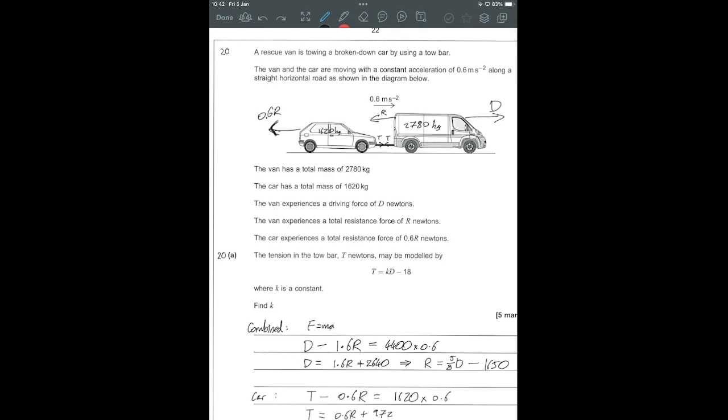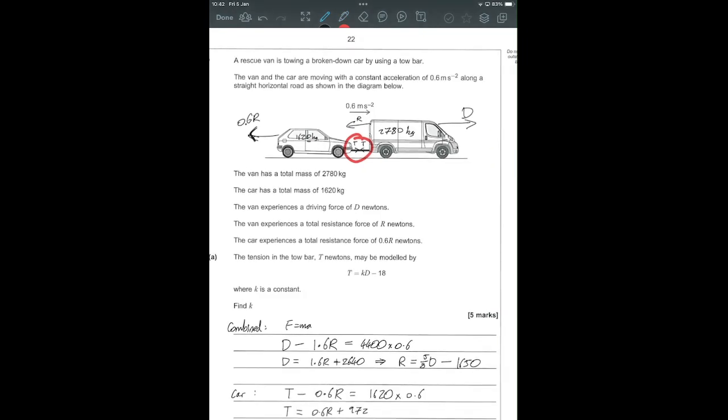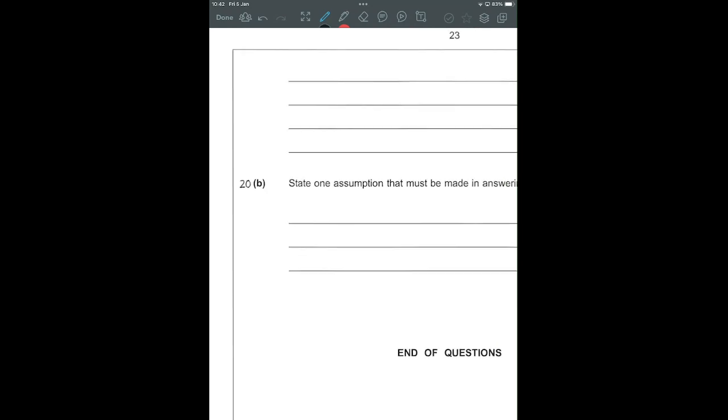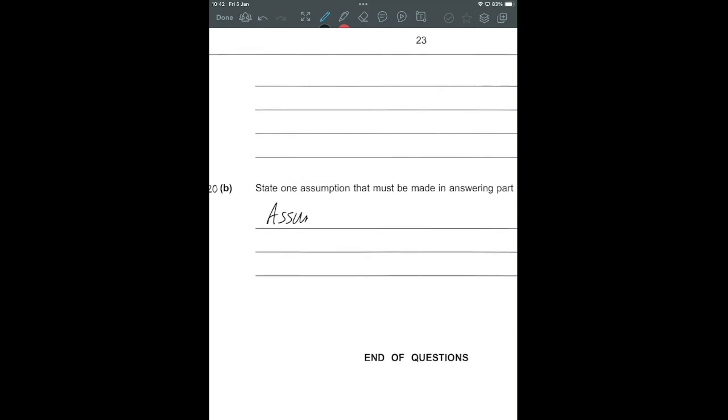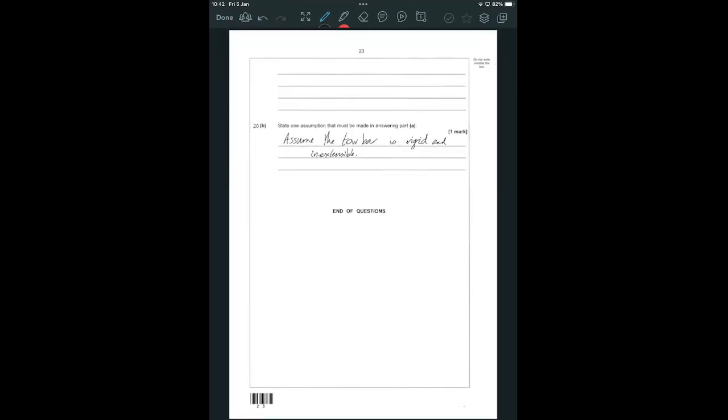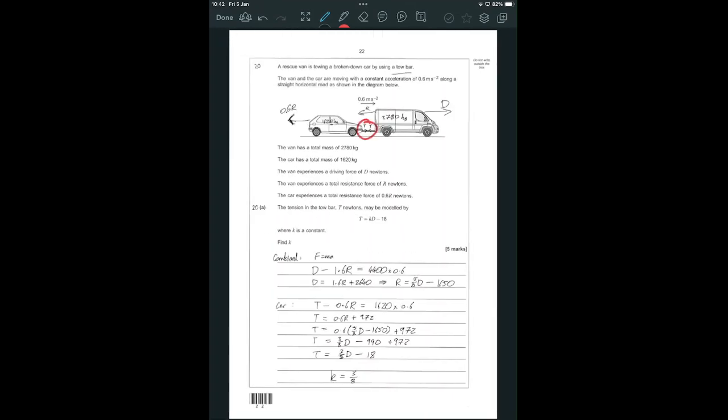But the one thing that we do have to really worry about, that we should state something about, is the tow bar itself. Now, if we read the question very quickly, it doesn't actually give us any assumptions about the tow bar, so that's exactly what the question is implying. We're going to assume the tow bar is rigid, so it doesn't bend, and inextensible, so it doesn't stretch. If you've done physics at GCSE, you might remember Hooke's law. Hooke's law would have had to come into a question like this if we didn't assume inextensibility.